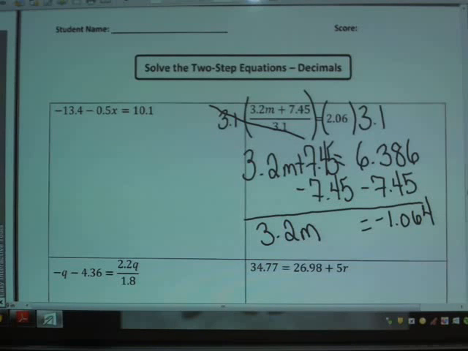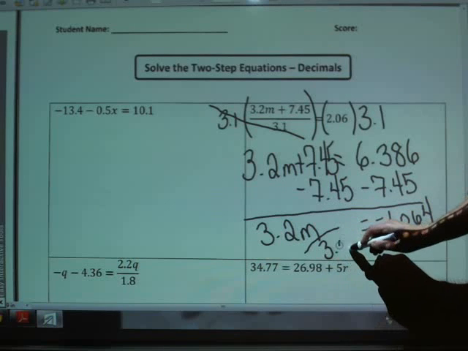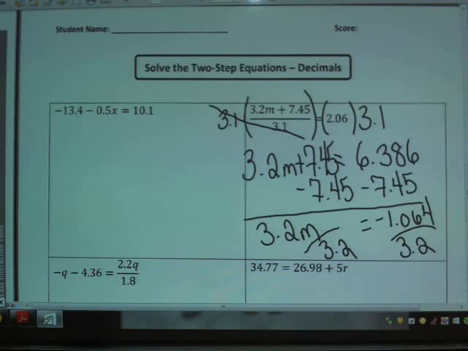Now at this point, this is a simple one-step equation. In that, it would be a multiplication one at that, so we're going to undo this by dividing across by 3.2. And so now I'll do my division to solve here. Of course, on the left side, the multiply by 3.2, divide by 3.2 cancels each other out. And that leaves me a value of m of negative 0.3325.